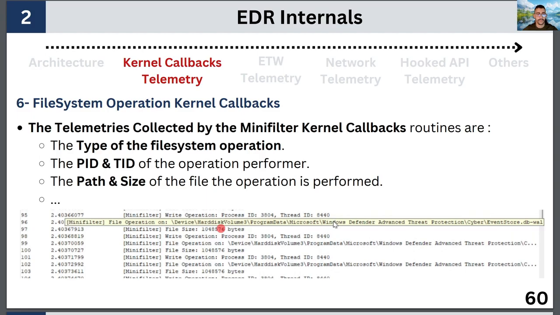The PID and GID of the operation performer, and the path and size of the affected file. This helps detect malicious file modifications such as ransomware encryption, as I said, credential dumping, persistence mechanisms, and more.